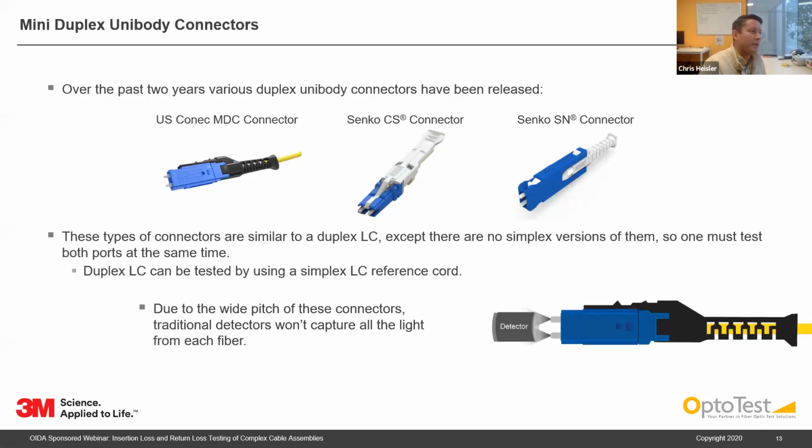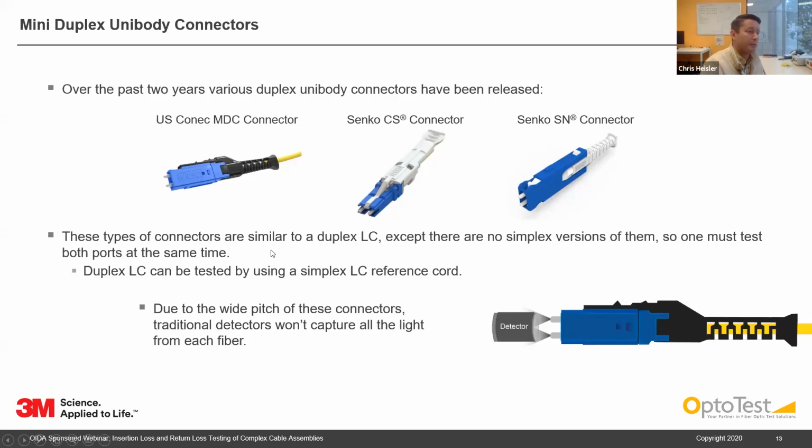So now looking at mini duplex unibody connectors. Over the past 2 years, various duplex unibody connectors have been released. There's the MDC connector by US Connect, and there's also the CS and the SN connector by Senko. These types of connectors are similar to a duplex LC, except there are no simplex versions of them, so one must test both ports at the same time.